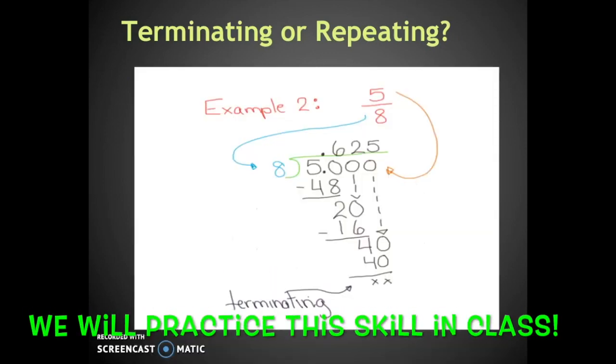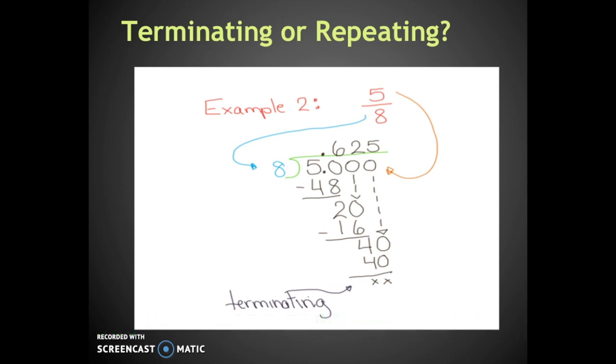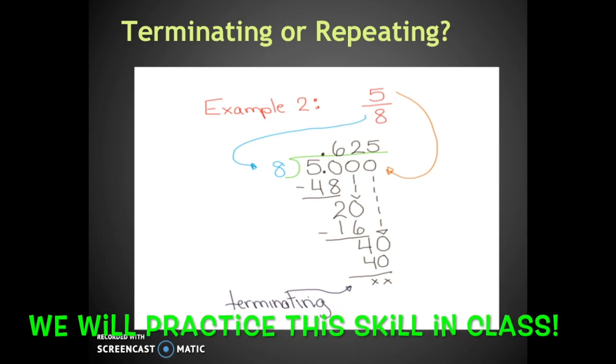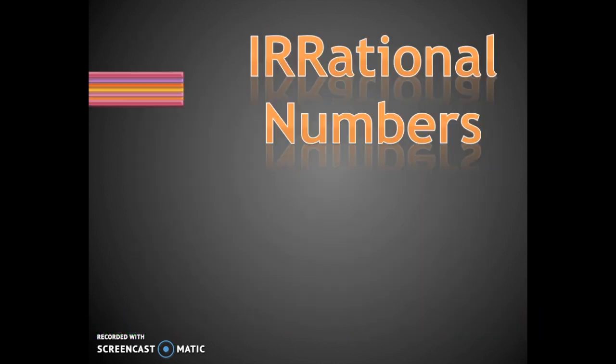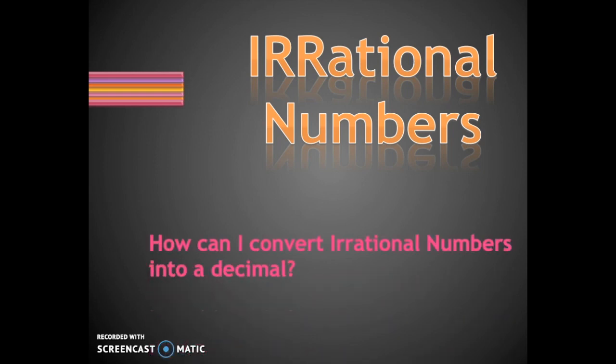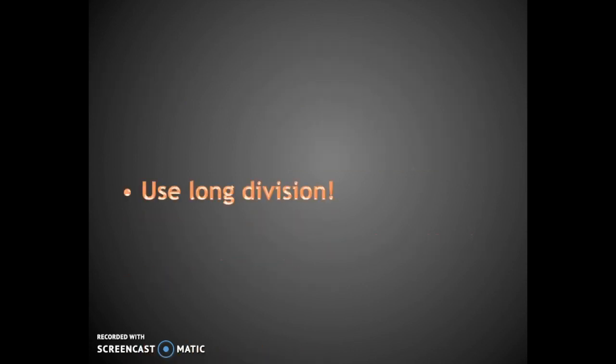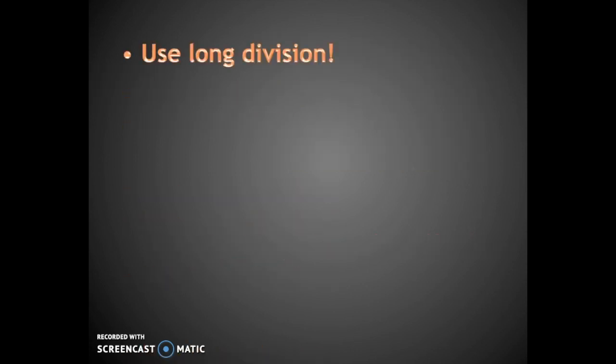It's terminating. If you look at the very bottom where it's 0 out, it shows that my number ended. So my decimal is 0.625. Terminated. Irrational numbers. How can I convert irrational numbers into a decimal? You would use the same procedure that you did. You're going to use long division.